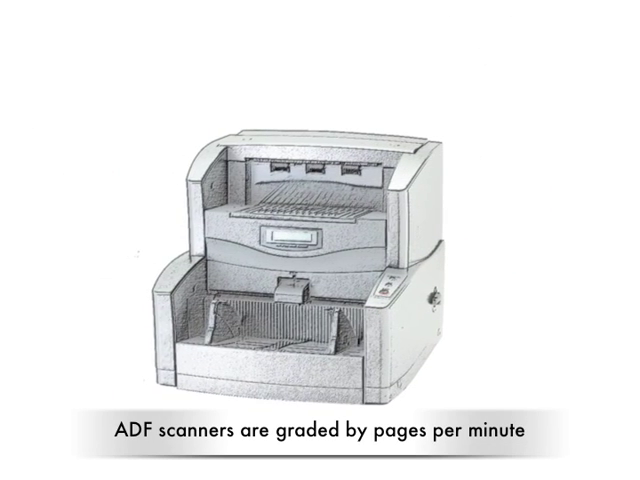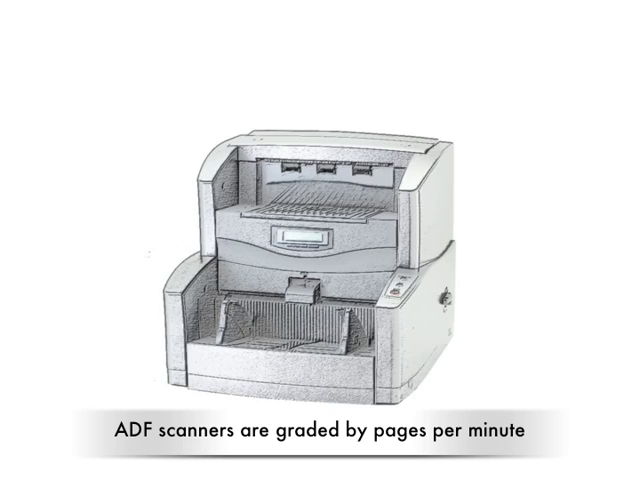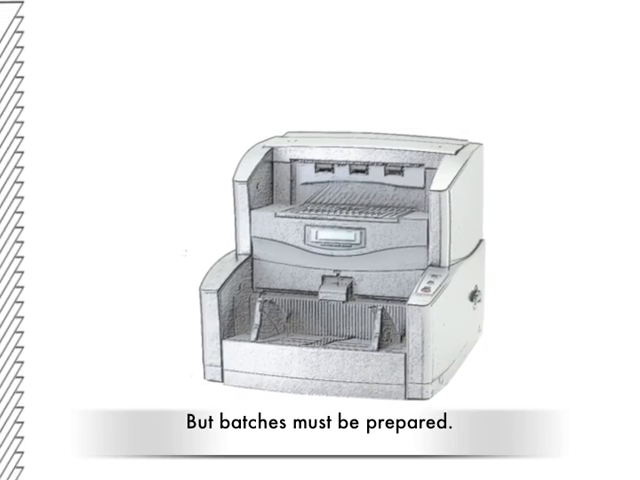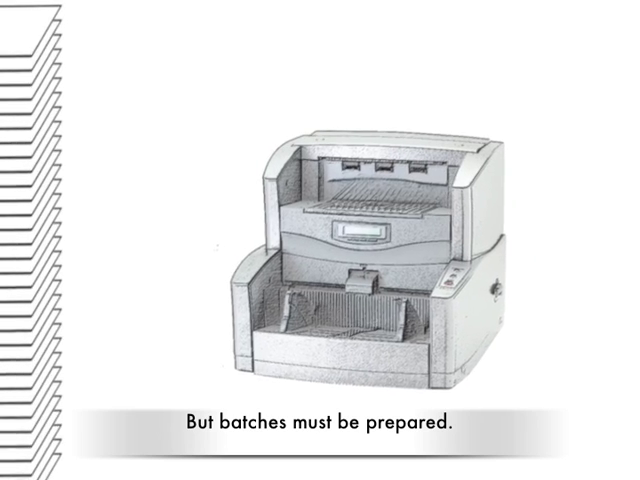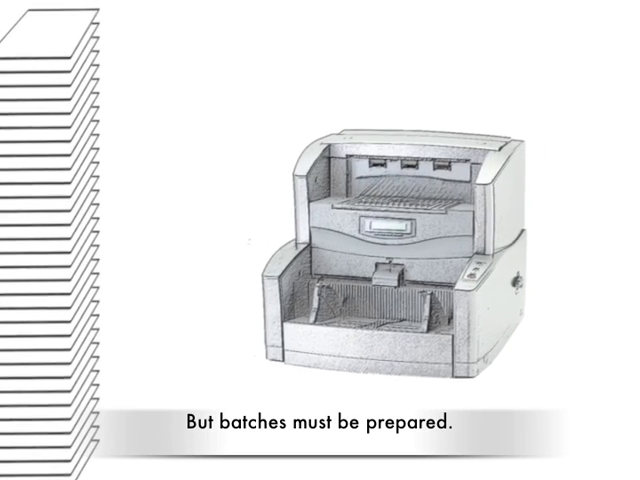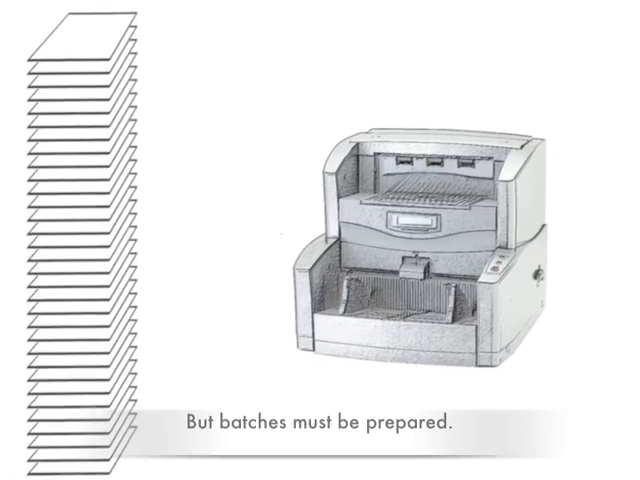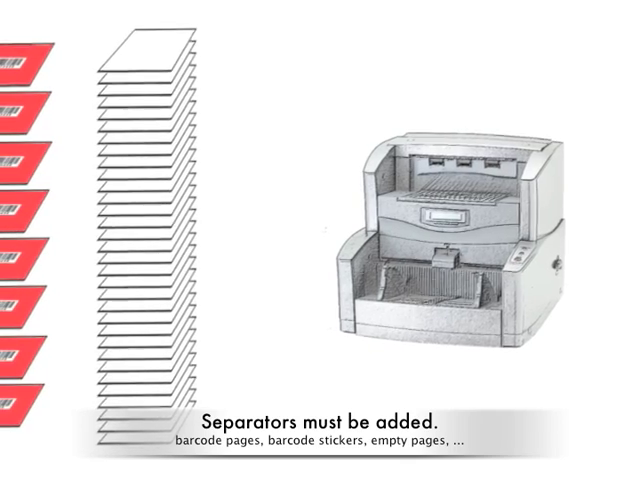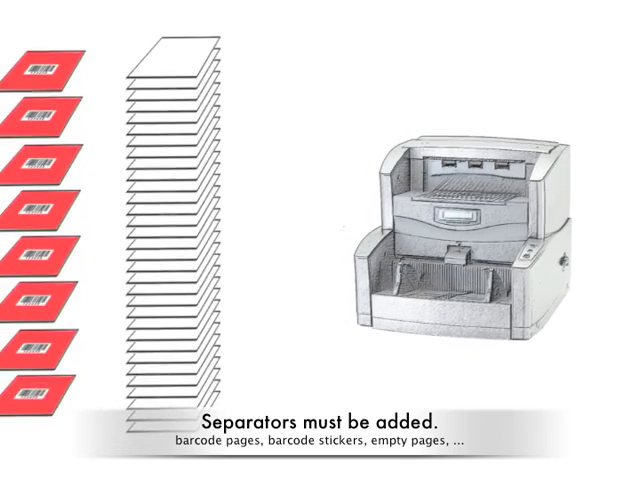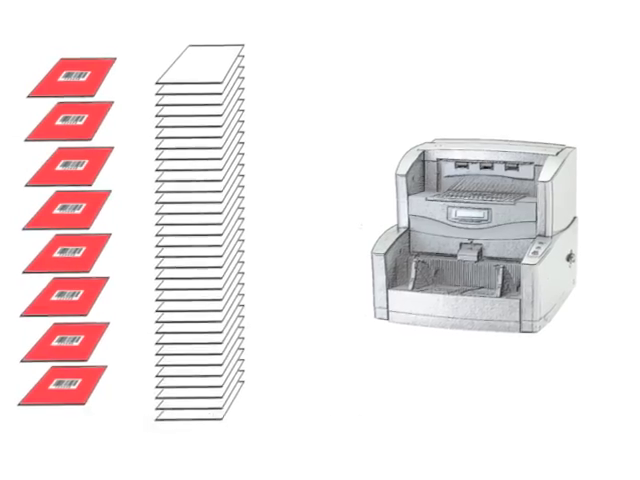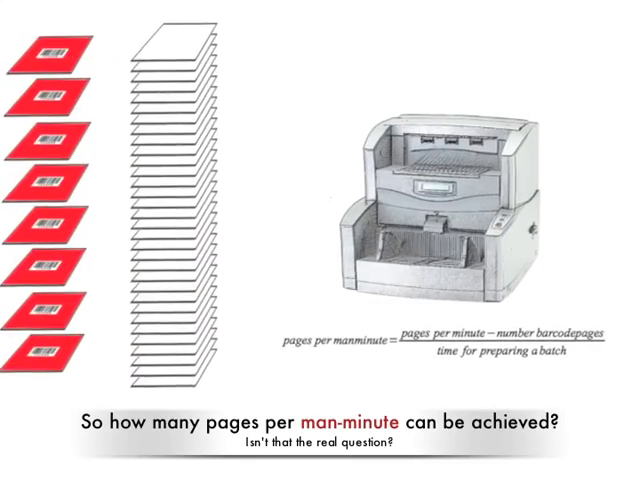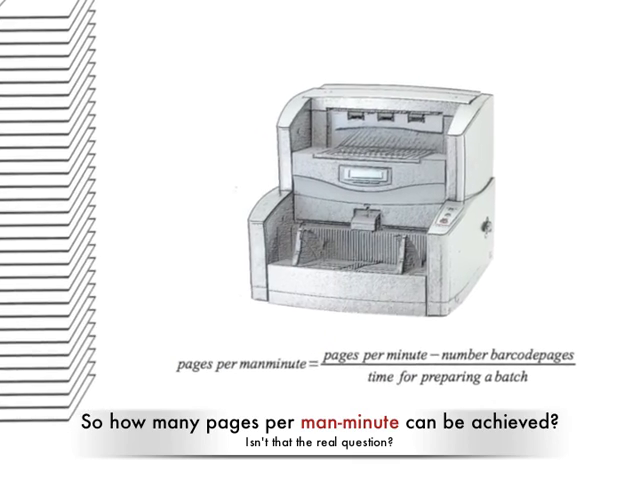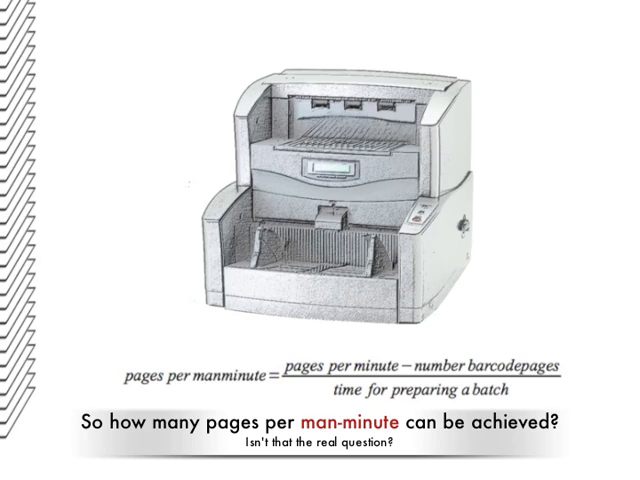ADF scanners are graded by pages per minute, for example 60 pages per minute. But the batches you intend to scan must be prepared, so you have to remove staples and clips. Additionally, you have to use barcode pages or something else to separate the single documents. Taking all these into account, how many pages per man-minute can really be achieved?